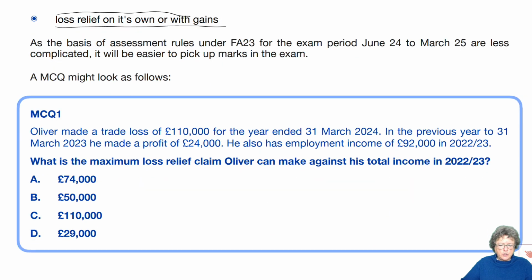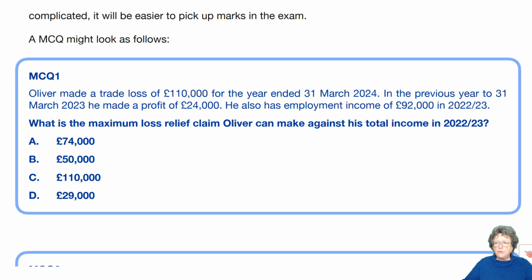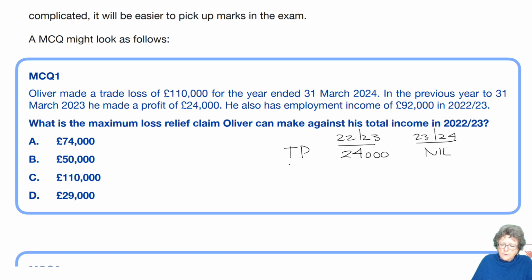A couple of multiple choice questions might look like this. Oliver made a trade loss of 110,000 in the year to the 31st of March. In the previous year, he made a profit of 24,000 and had employment income of 92. So a quick, simple calculation. Let's just do a simple little calc. He's got trade profits of 24 there. That's a nil. He's got employment income of 92.